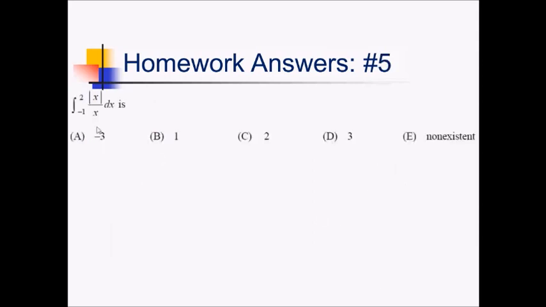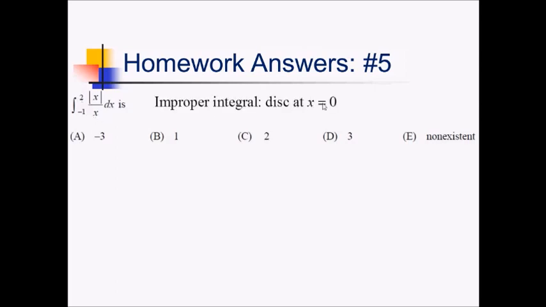For this problem, we're trying to find the integral from -1 to 2 of the absolute value of x over x dx. Now, you've probably seen this crazy-looking function before. You might remember this is the one that's like 2 horizontal lines, but with a big jump in between them. So clearly, we have a discontinuity here. And, of course, it's at 0, which naturally is inside our limits of integration.